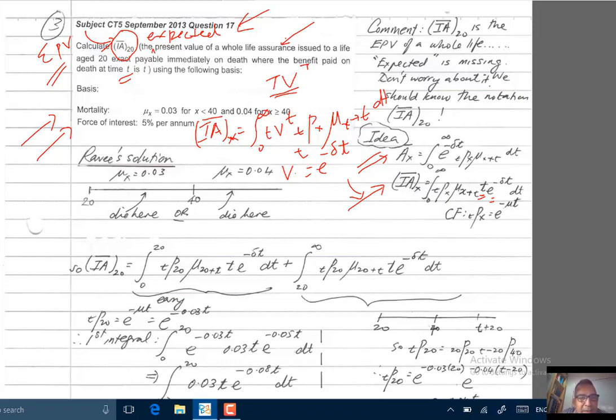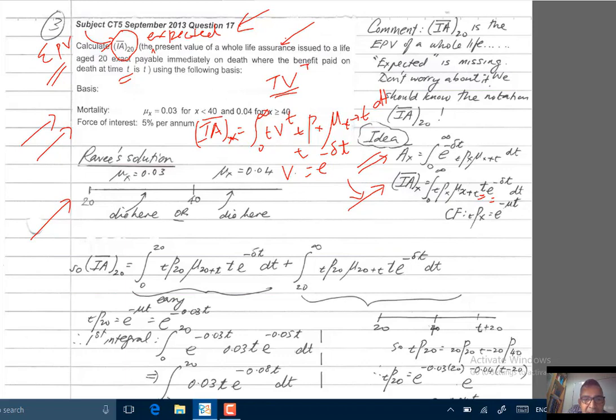The problem is we have mortality is 0.03 for ages x less than 40, and it's 0.04 for ages bigger than or equal to 40. So we have a number line, or timeline if you want to call it, that shows the age. This is the age at issue, 20, and then we have got mu x is 0.03 for the first 20 years, and after that is 0.04. So, like I said earlier, we are only going to use one formula. Just be a bit careful here, because t can take different values.